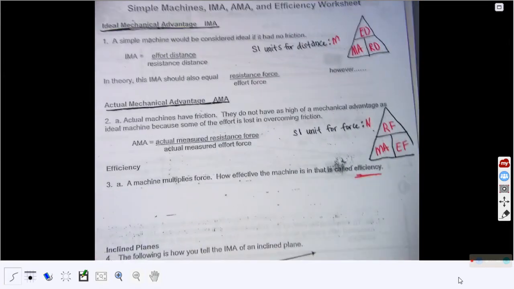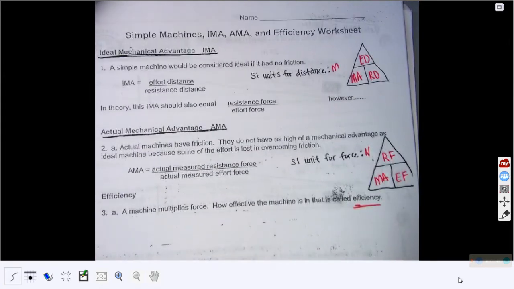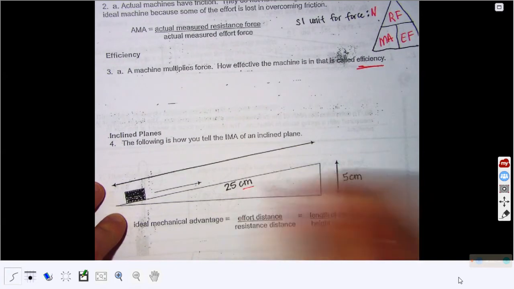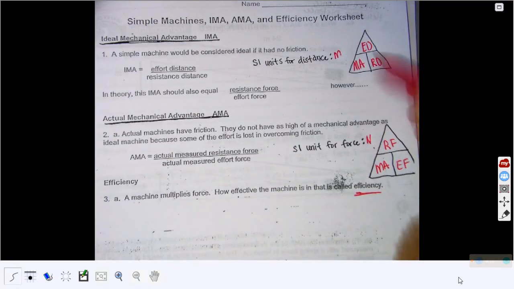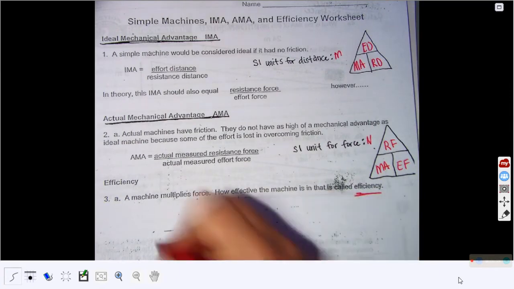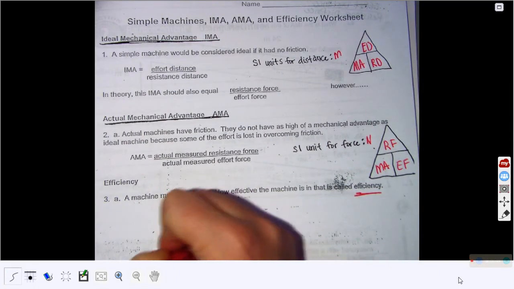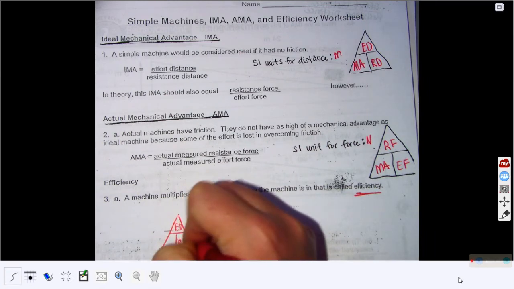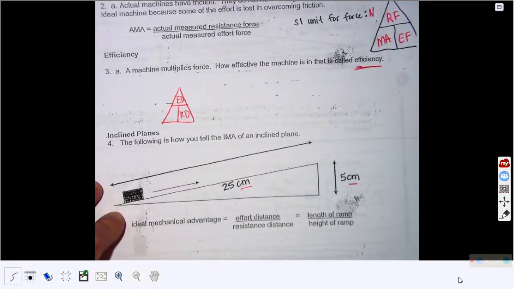All right, so let's look at one. If we look at the bottom, the first thing I notice is it's got centimeters, and centimeters is distance, so we are going to use the formula with distance. So I'm going to go ahead and write my formula right here. And I've got effort distance over resistance distance. So I'm going to come down here and work this out.